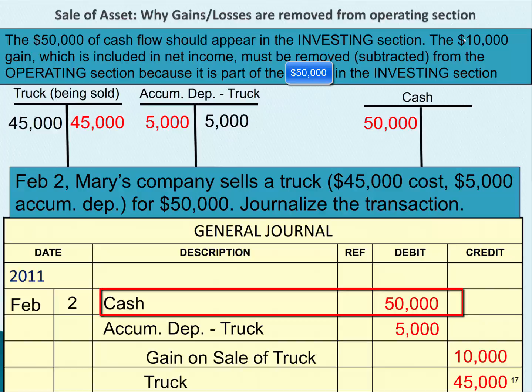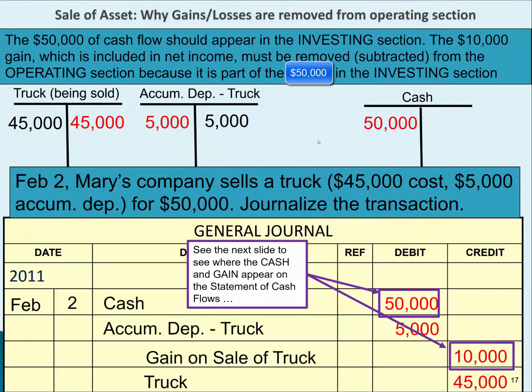Now remember, the $10,000 gain is included in net income. Remember, net income includes gains and losses. So gains and losses are embedded in net income. But we have to remove the $10,000 gain from net income because the cash flow amount was $50,000. If we kept the $10,000 gain inside of net income, we would be double counting the $10,000, which is actually part of the $50,000. So on the next slide, we're going to look at the statement of cash flows again, and I'll show you exactly where the $50,000 increase in cash goes and where we remove this $10,000 gain.